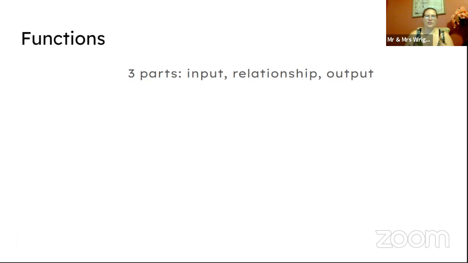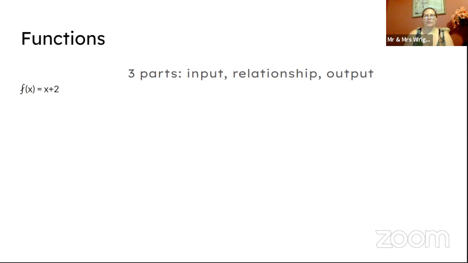Remember, I related it to a machine previously. A function is like a machine. You put something into it, and then some stuff gets done, and you have something else that comes out. It comes out differently than it went in. So the input is usually what we would call the x, and then the relationship is if it's being multiplied or added or having whatever done to it, and that's the machine part of it.